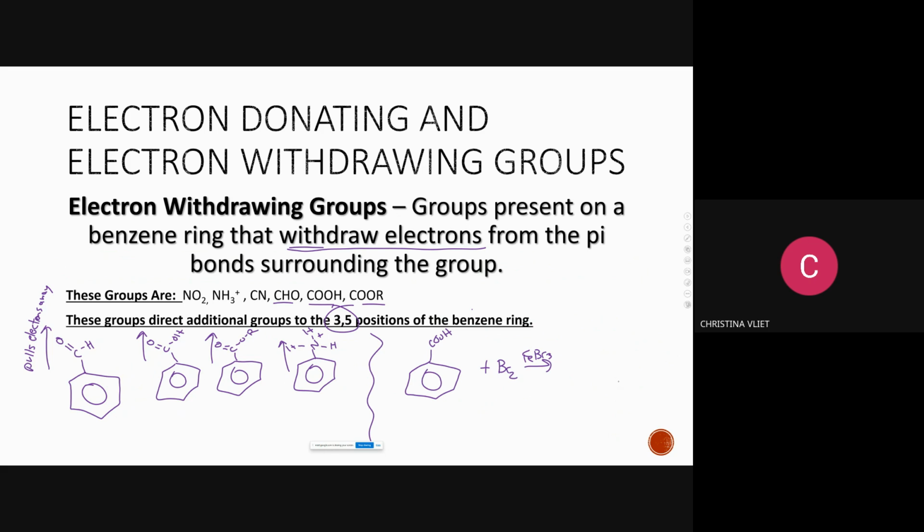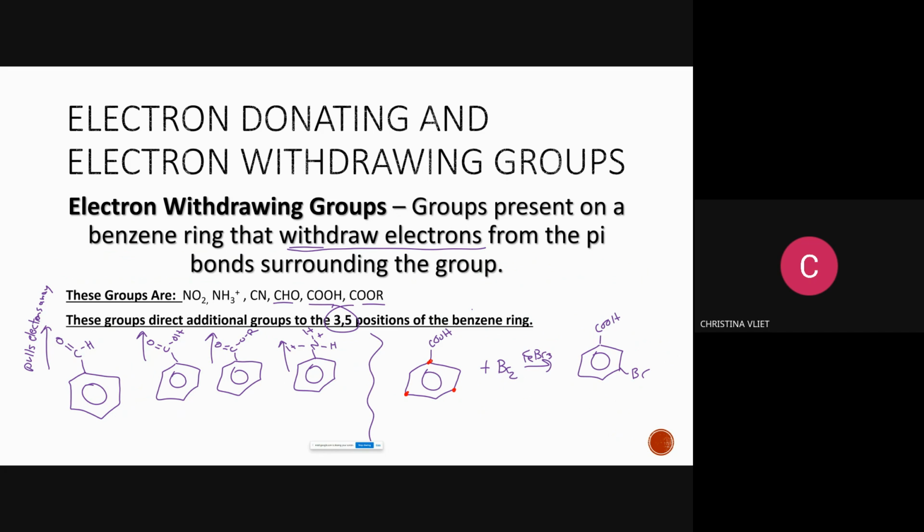So we said it's the 3 and 5. So this is 1. This would be 3. Are we good with that? This would be 5. Would you agree with me? 3 and 5 are the same. So technically, I do not need to write 2 products. I only need to write 1.